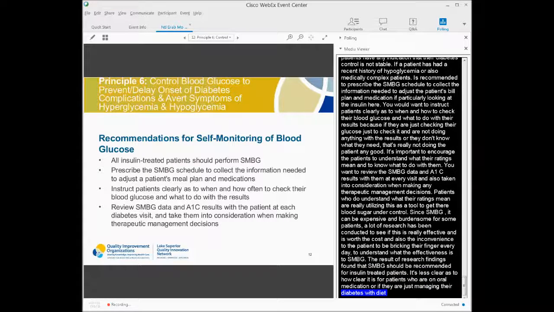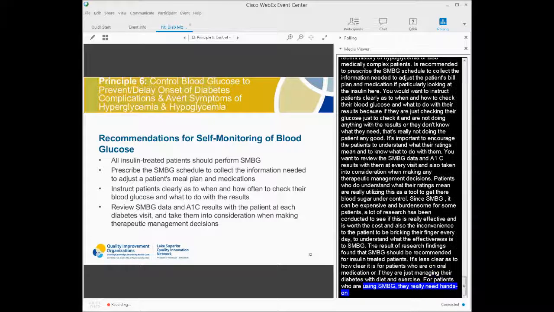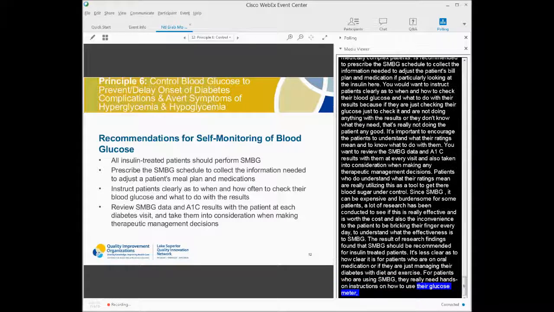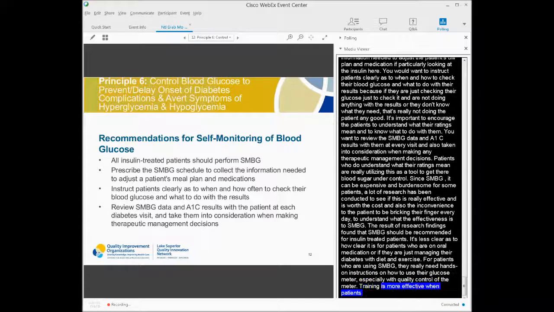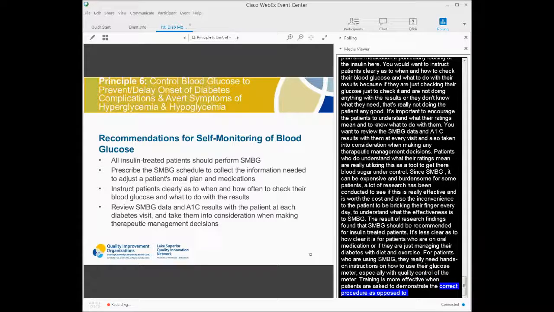But for the patients who are using SMBG, they really need hands-on instruction on how to use their glucose meter, especially with quality control of the meter. So training is really more effective when patients are asked to demonstrate the correct procedure as opposed to just listening. It's really good to use the TTRAC method for them to demonstrate how to properly use the glucose meter.